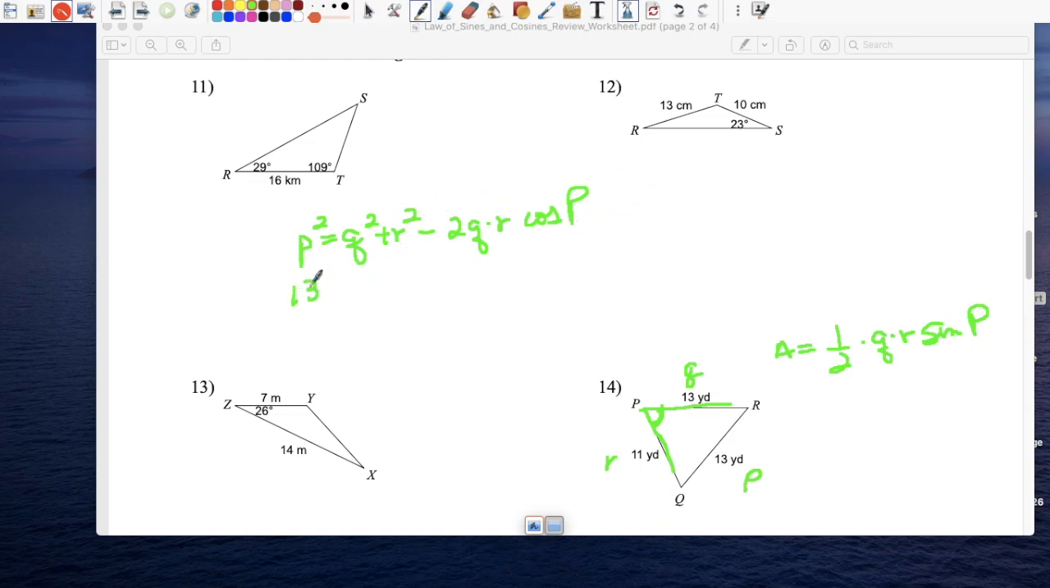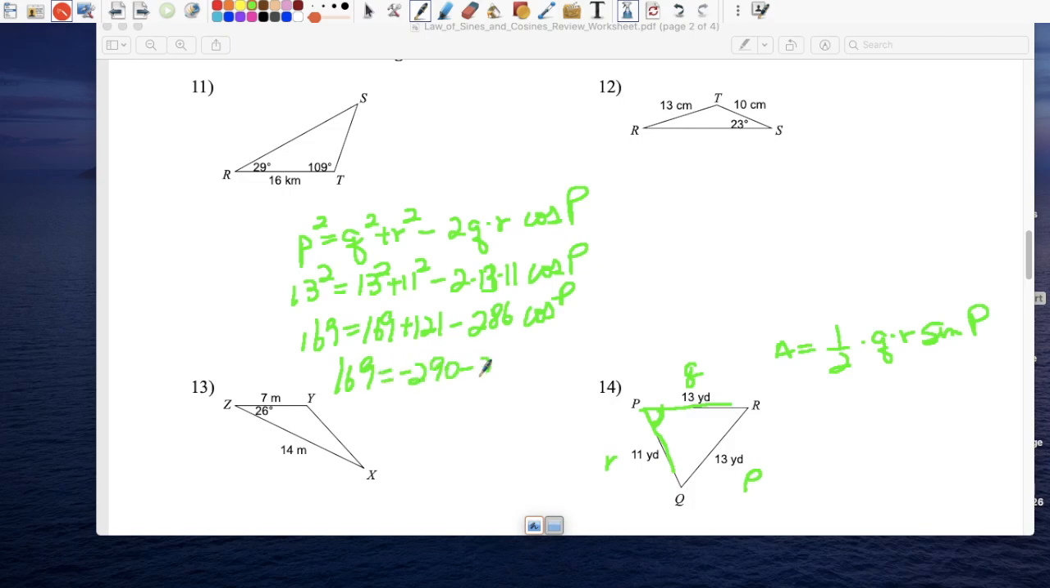So P squared is 13 squared, Q is 13 squared as well, and R is 11 squared, so minus 2 times 13 times 11 cosine of angle P. So 169 equals 169 plus 121 minus 2 times 13 times 11, which is 286 cosine of P. 169 plus 121 equals 290, so we're going to do 169 equals 290 minus 286 cosine of P.